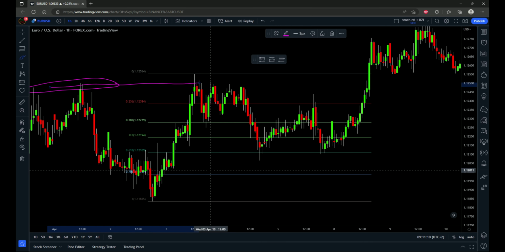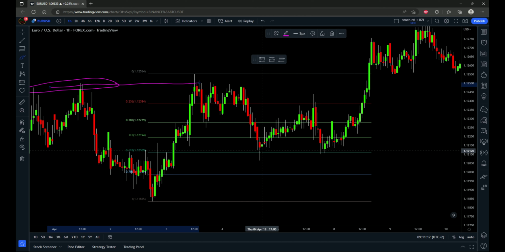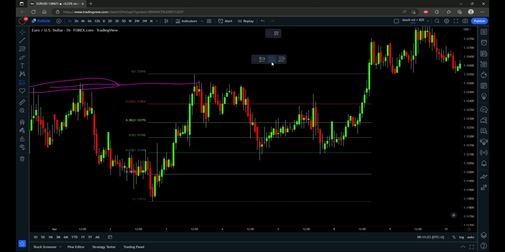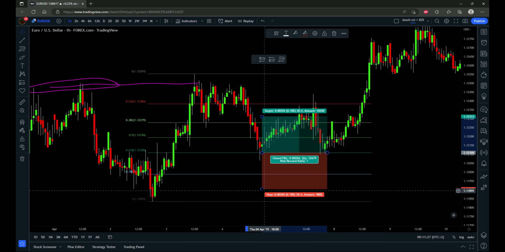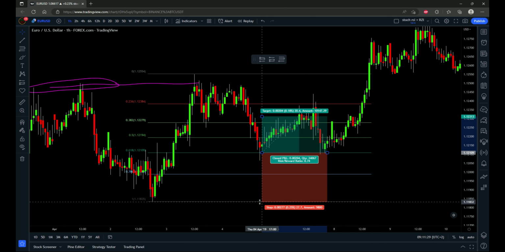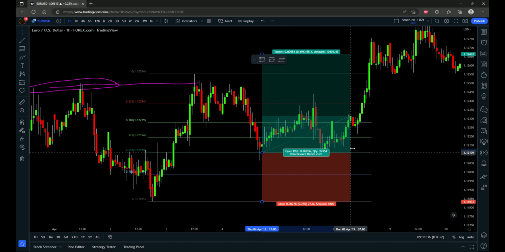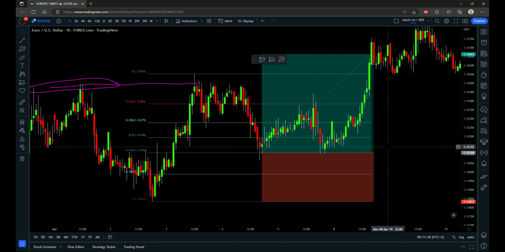So the next thing to look for is the pullback into the 0.618 retracement level. And what you do is draw from the bottom of the move to the top of the move and then look to buy at the 0.618 Fibonacci retracement level. For this strategy test, I'll be looking to place the stop loss at the low and then looking for a 1-to-2 risk to reward ratio. So this is what a standard trade setup will look like for this test.